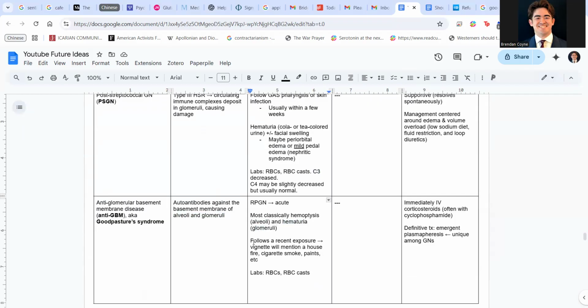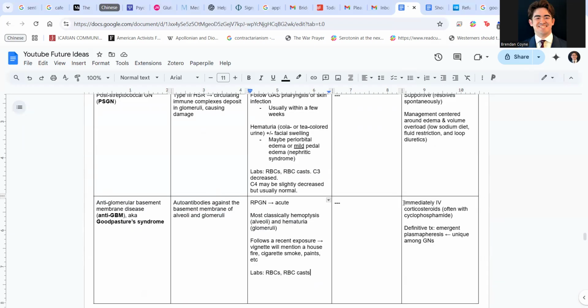It also is going to follow a recent exposure. There's going to be a specific trigger mentioned in the vignette: either a house fire, a cigarette smoker or secondhand smoke, or certain chemicals or paints, and so forth. And labs will show RBCs and RBC casts.